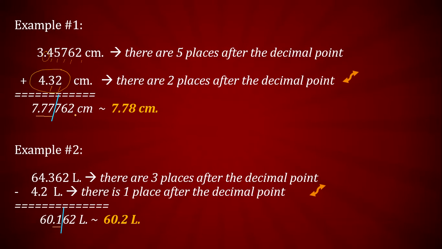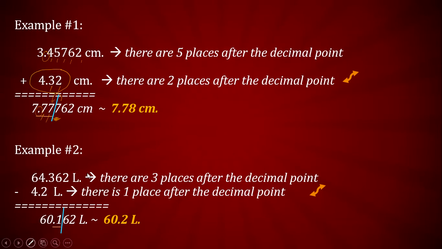So let's go back to the calculated answer. From the decimal point, we need to get only 2 decimal places. So 7, 7, and I make the cut. After the cut, I look at the number here. This time we need to follow the rules of rounding off. This is a 7, so I need to round up that 7 to an 8. Therefore, the final answer is 7.78 centimeters.